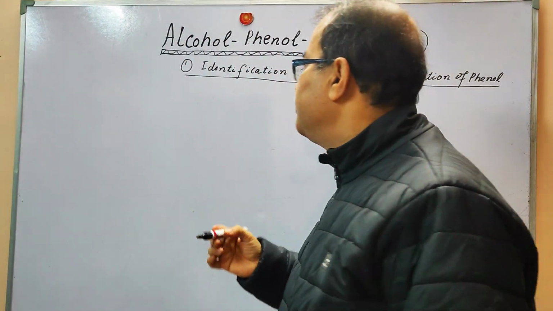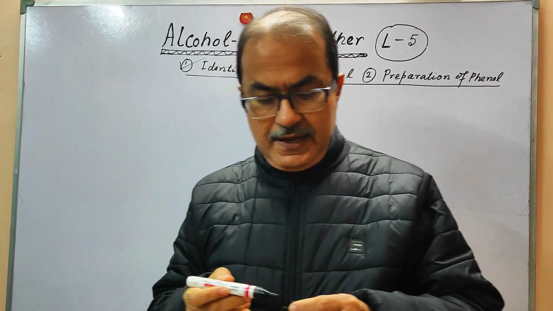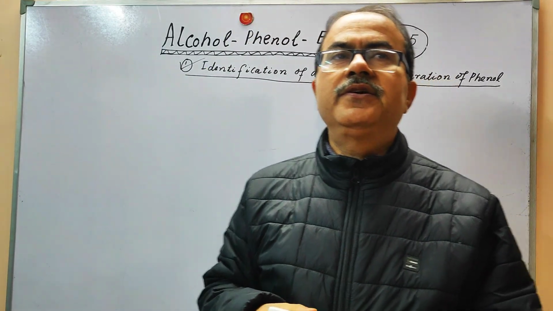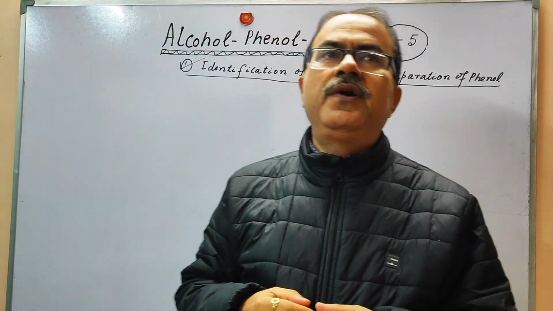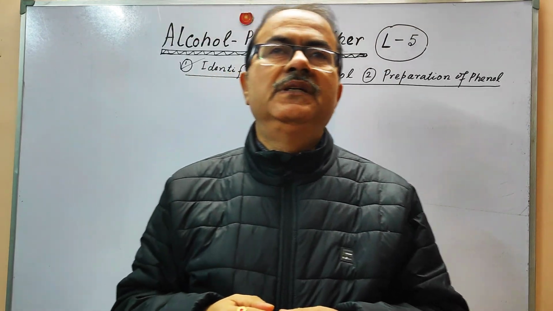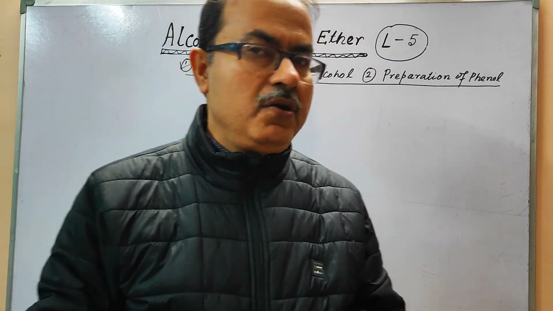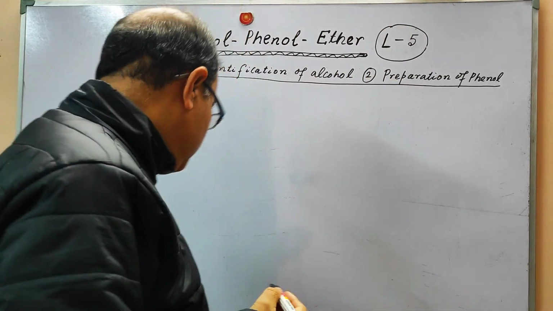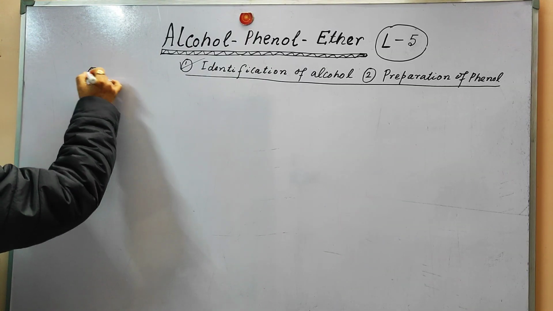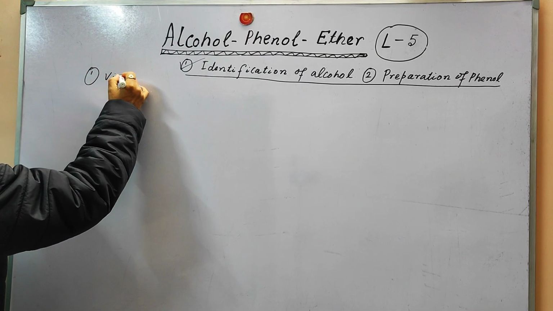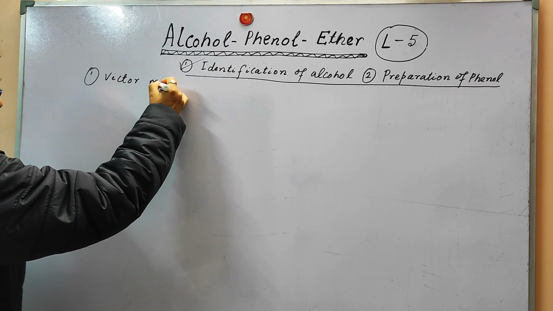First, we are going to discuss the identification of alcohol. There are basically different tests by which we can identify whether this alcohol is primary alcohol, secondary alcohol or tertiary alcohol. The first test that we are going to discuss is the Victor-Meyer test.